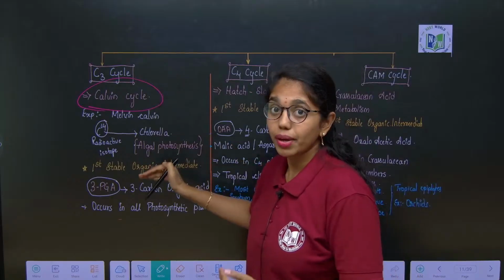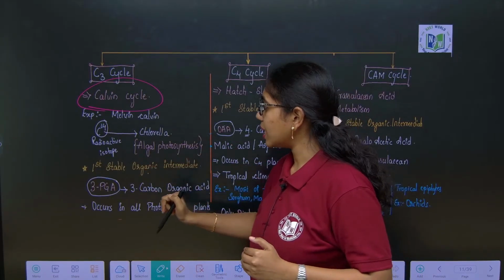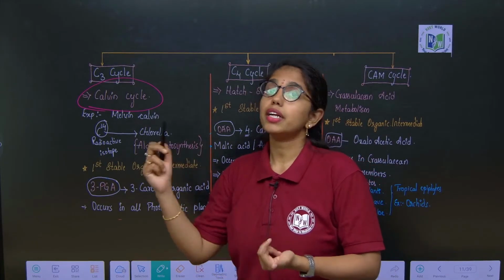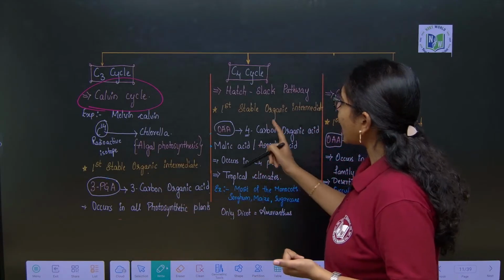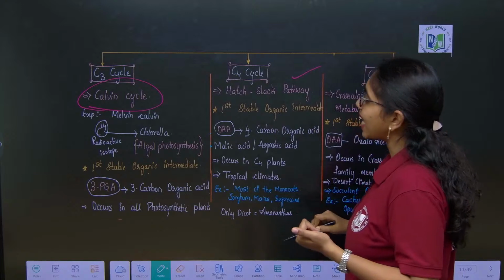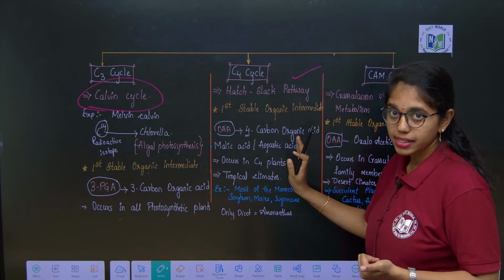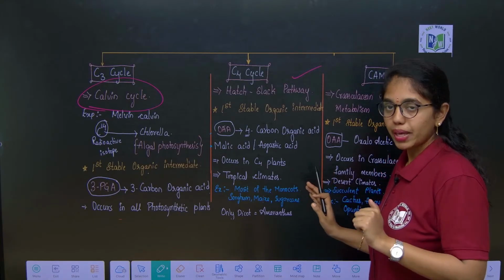What is the primary carbon dioxide acceptor in C3 plants? That is, the primary carbon dioxide acceptor is RuBP, and it is catalyzed by the world's most abundant enzyme, Rubisco. Whereas in C4 plants, also called the Hatch-Slack pathway, the primary carbon dioxide acceptor is phosphoenolpyruvate, catalyzed by the PEP carboxylase enzyme.